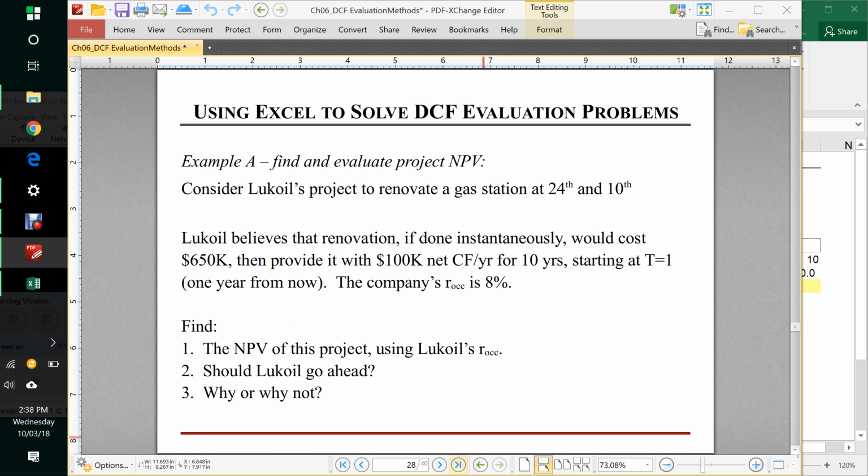Cool. All right. So I'm going to pause here, and the next piece of this I'm going to pick up with in just a second. We'll be using Excel to solve DCF evaluation problems. So we'll pick up with that very shortly.